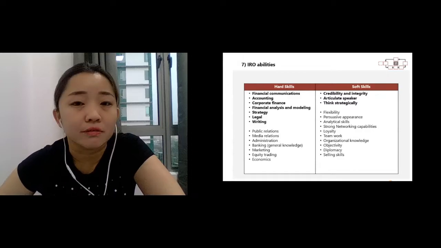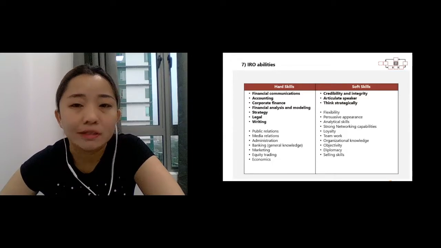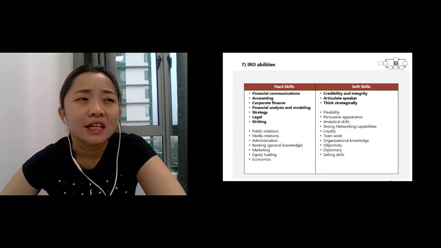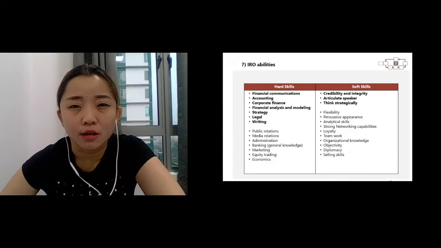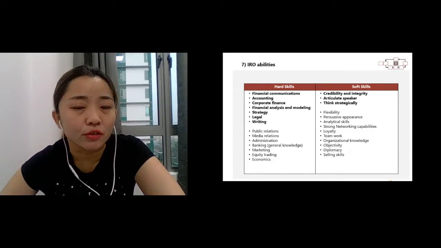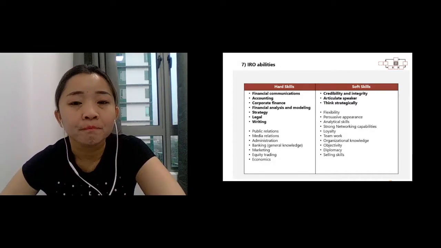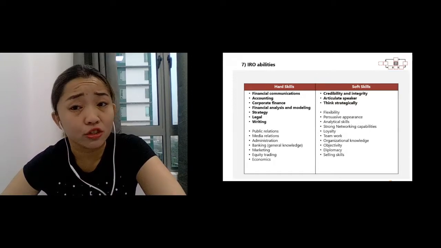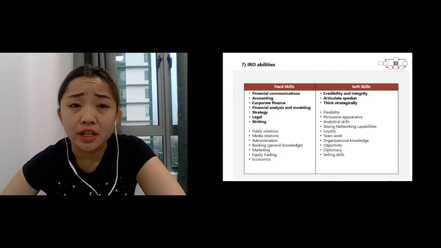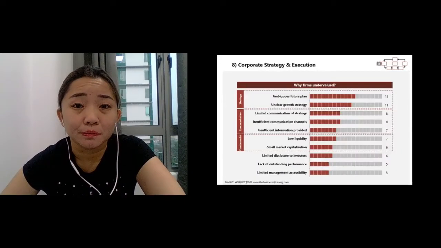So again, some of you might ask, do I need to know about accounting and finance? Well, yes, of course, there is some knowledge that is needed, but not to the fullest. You know what I mean? You don't need to be an accountant. As long as you have some basic knowledge of how it works and how the share market works, you can be an IRO, right? These are some of the hard skills and soft skills you need. But I think the top three skills: credibility, being an articulate speaker, and being able to think strategically are the most important skills when you want to be an IRO. Okay.